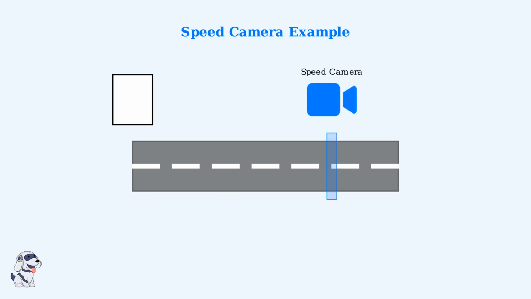A practical example is determining a car's velocity when it passes a speed camera. The camera captures the car's position at a specific instant, and using radar or other technology, it calculates the instantaneous velocity at that exact moment to determine if the car is speeding.